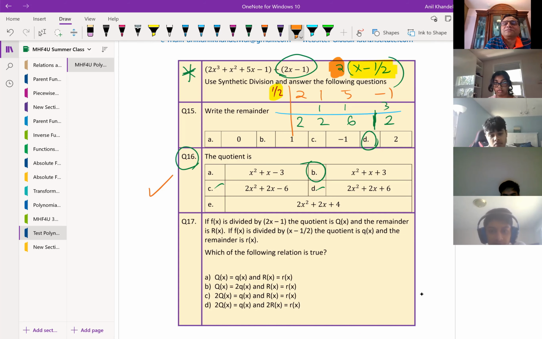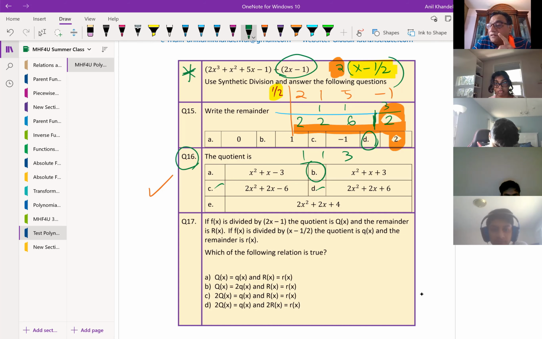Okay, yeah. So when you divide this by 2, remainder will not change. Remainder will remain. Remainder is correct. But 2, 2 and 1 gets divided by 2. And what you get here is 1, 1 and 6. Do you see that? Or 1, 1 and 3, sorry. And therefore, the answer is B.